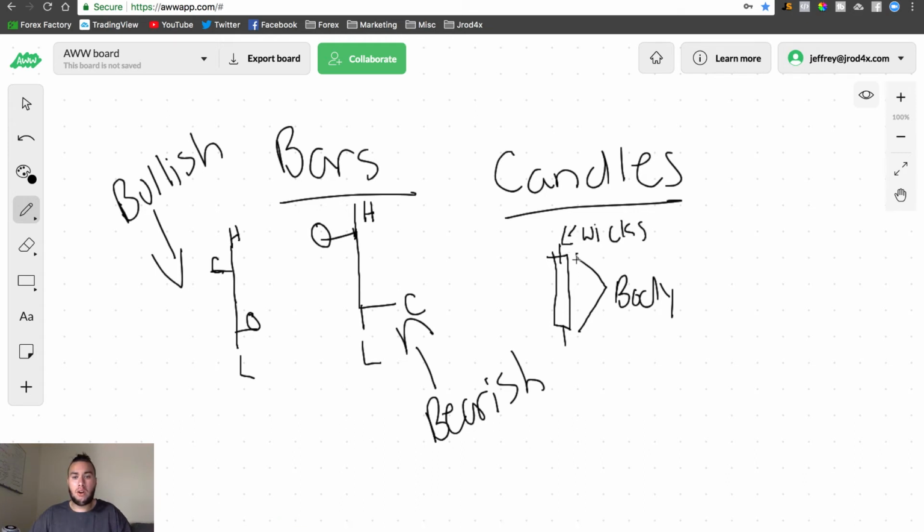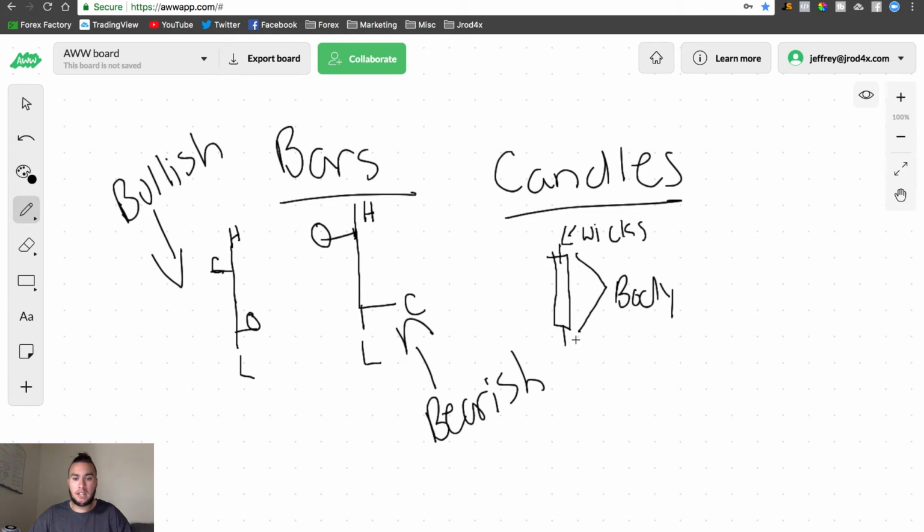Whenever I'm focusing on price action, I mainly focus on the bodies of the candles, and that's what I'm trying to trade within. So for example, if it's a daily candle, I'm trying to trade within the body of the candle because that's usually where the most movement is. And the wicks are typically a little bit smaller movement.